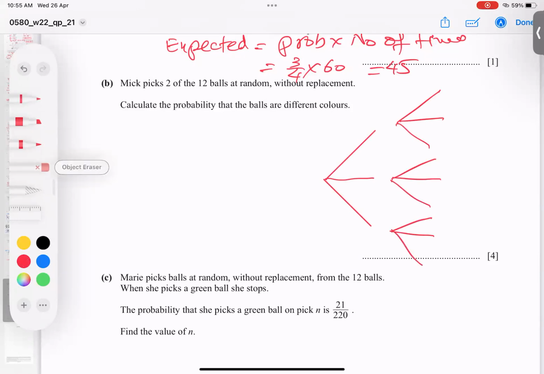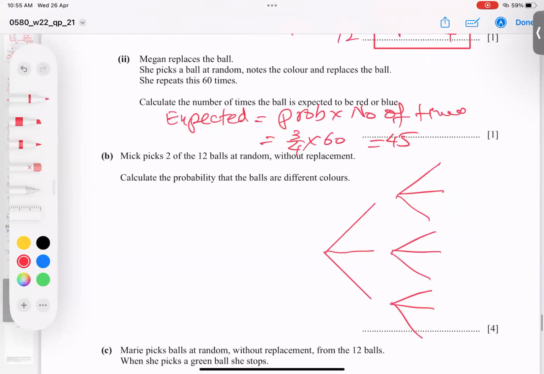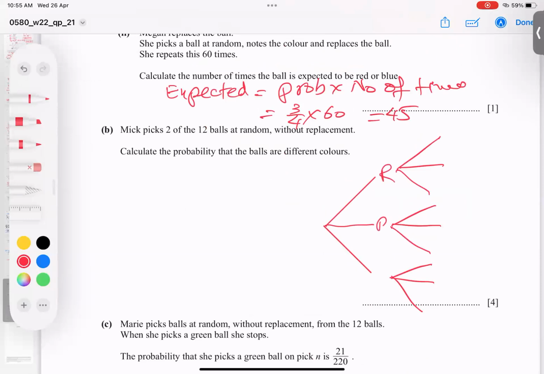So at the top we have 3 colors: red, blue, green. Red, blue, green. Red, blue, and green. He said different colors and without replacement. So different colors means, can I say, 1 minus the probability of same colors? Correct.